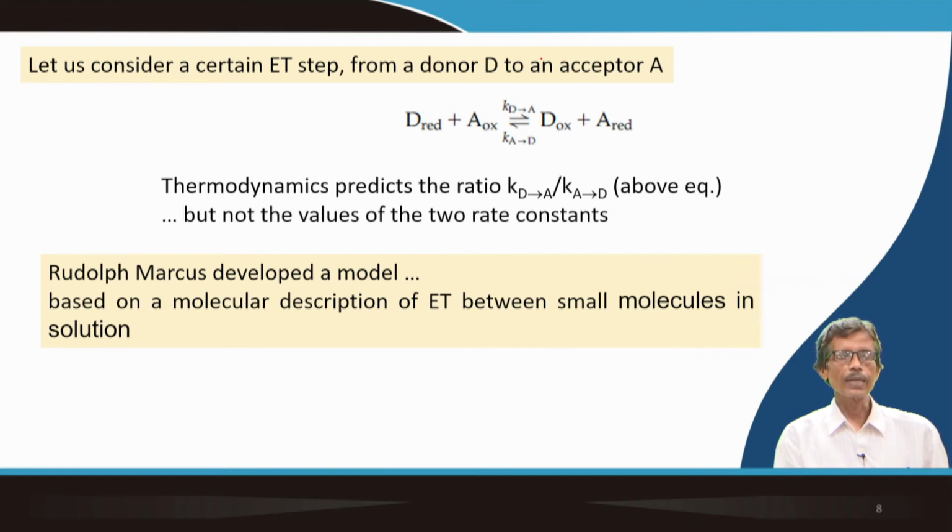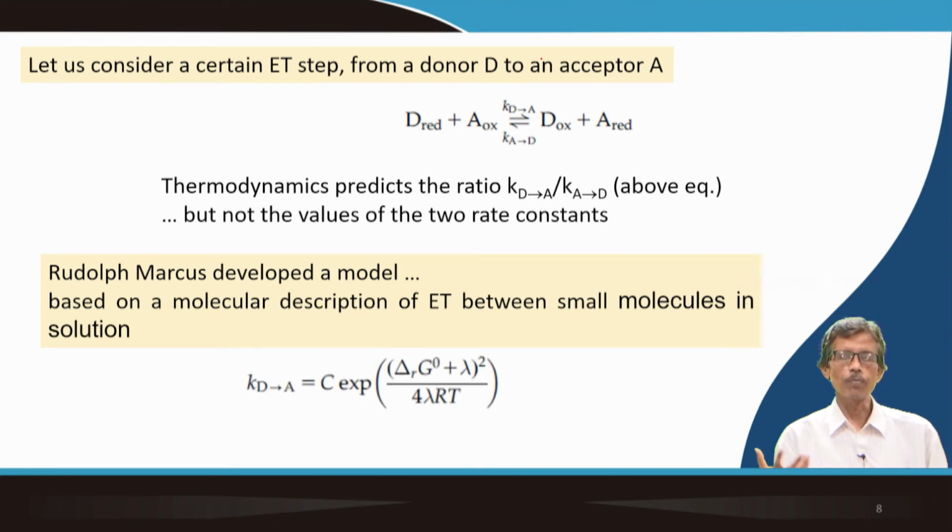Following that, people have also tried to understand electron transfer reactions. It is the Rudolf Marcus theory, for which he also got the Nobel Prize in 1992. He developed a particular type of model, which we can consider a molecular description of electron transfer between small molecules in solution.